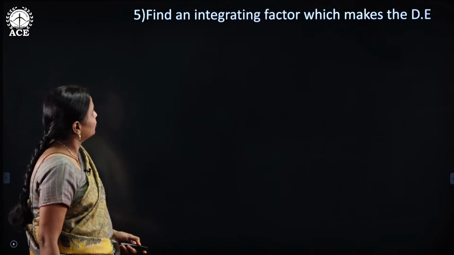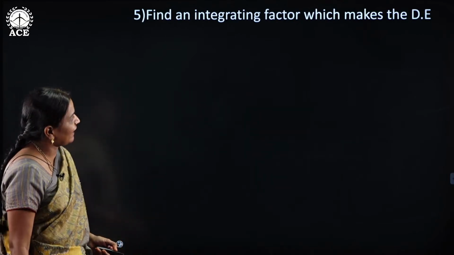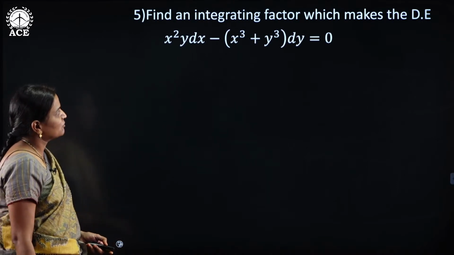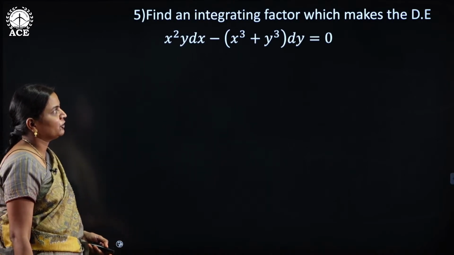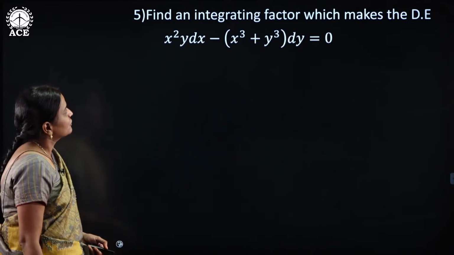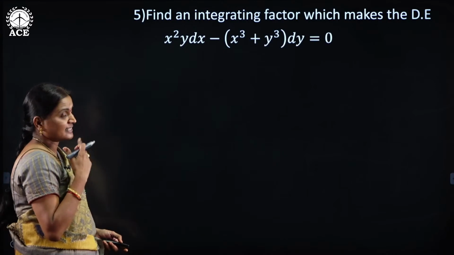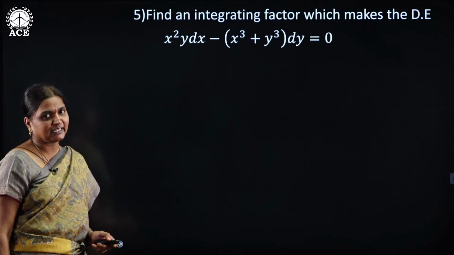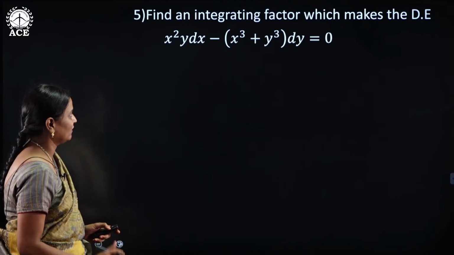This is a short answer question. Find an integrating factor which makes the differential equation x square y dx minus of x cube plus y cube into dy equal to 0 exact. This is a repeated question. So what is the question? This is a short answer question. Read the question carefully. We just need to find the integrating factor of the given differential equation.